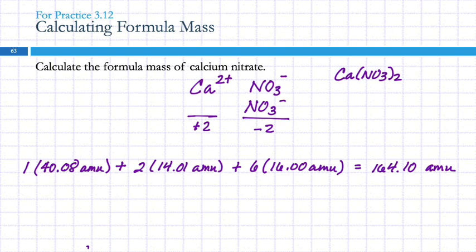Yes? Yes, I can. So 40.08 plus 2 times 14.01 plus 6 times 16. I'm still getting 164.1.